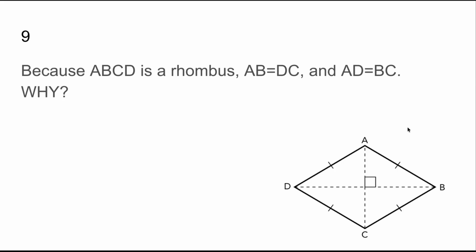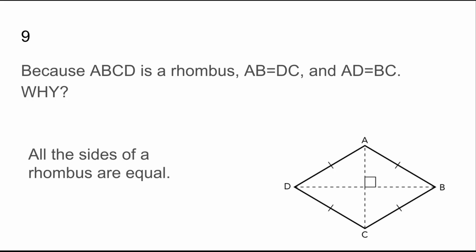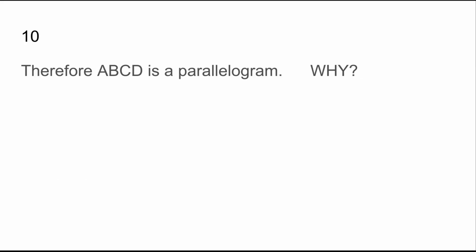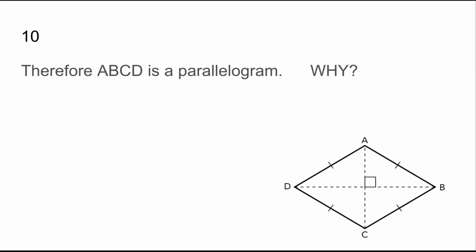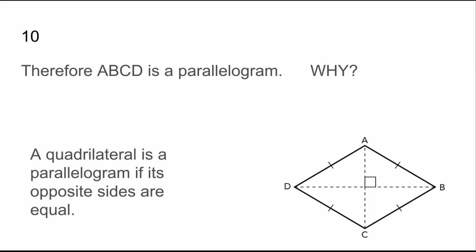Okay, here's another one. Here's a rhombus now. ABCD is a rhombus. AB is equal to DC, and AD is equal to BC. So the opposite sides are equal. Well, why? Because the sides of a rhombus are all equal. Therefore, ABCD is a parallelogram. Why? Well, a quadrilateral is a parallelogram if its opposite sides are equal. So the opposite angles are equal, and the opposite sides are equal. Opposite angles and opposite sides make it a parallelogram.